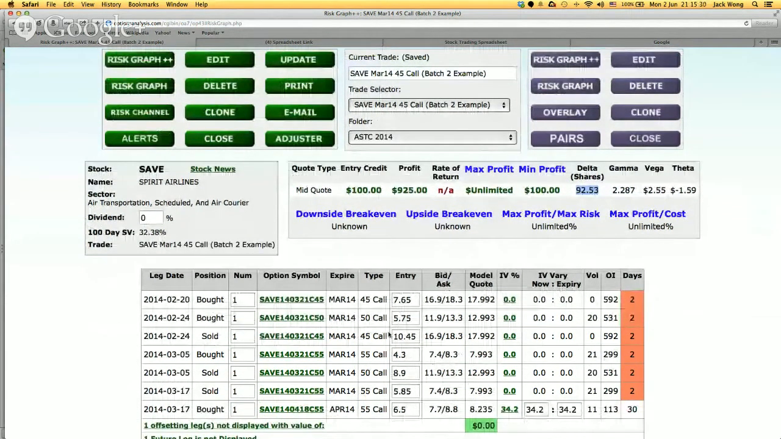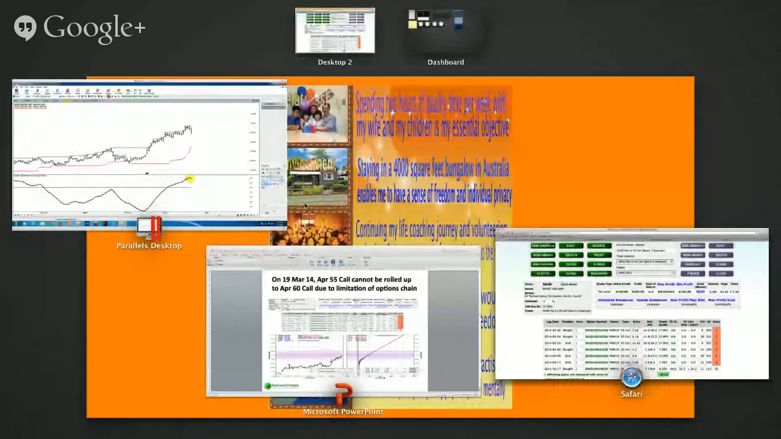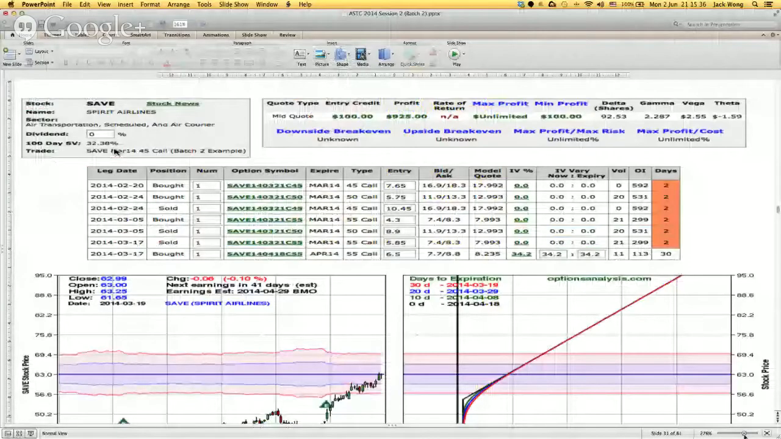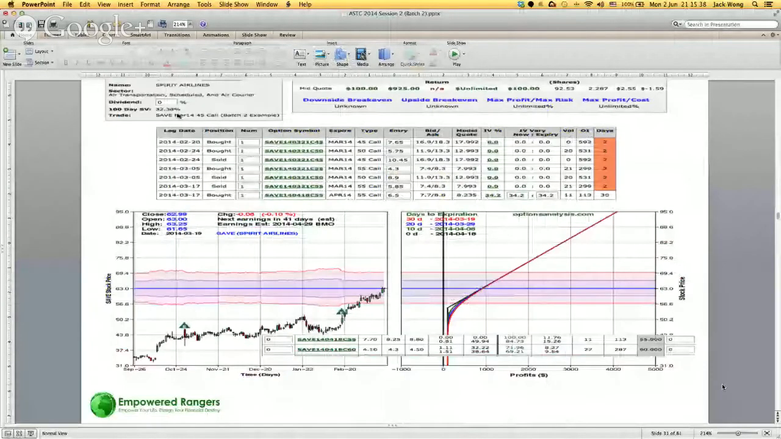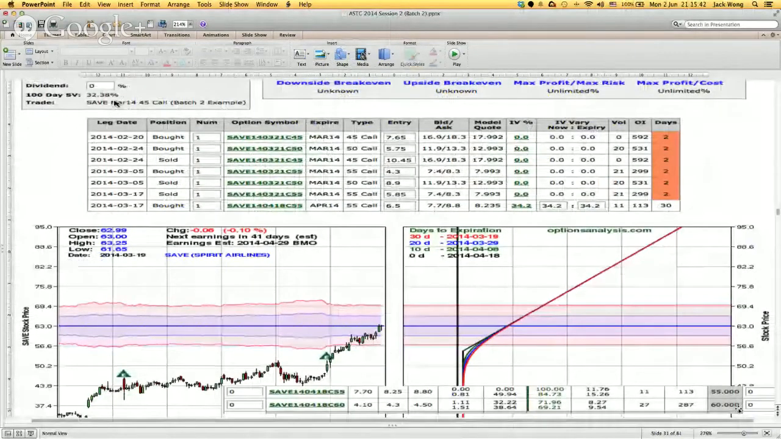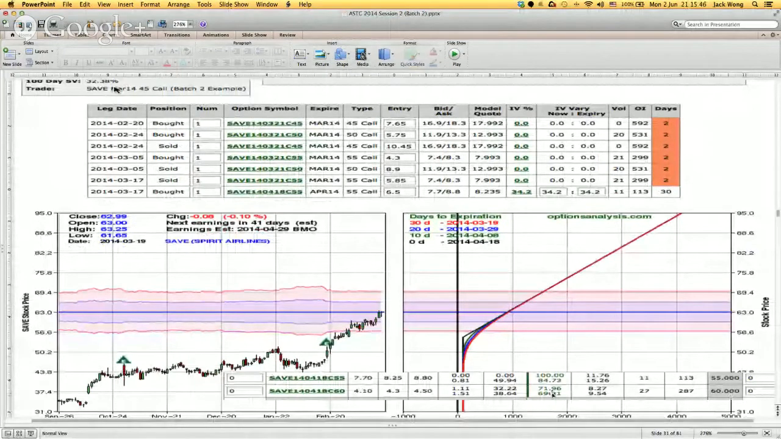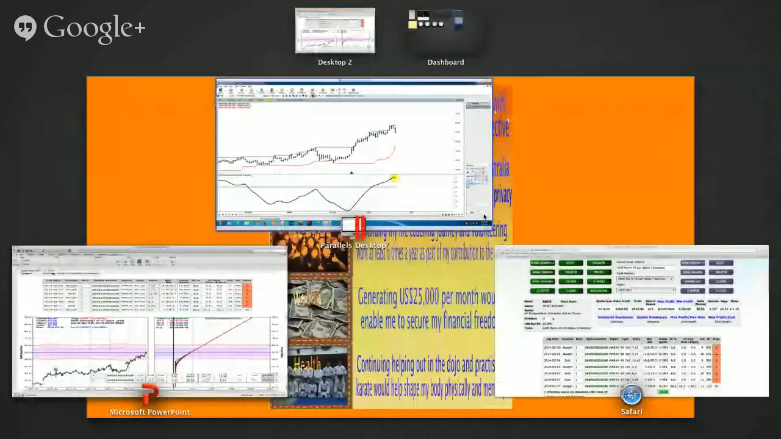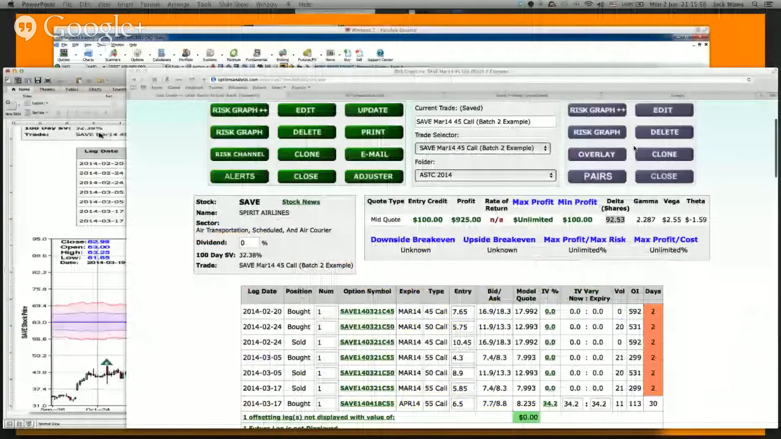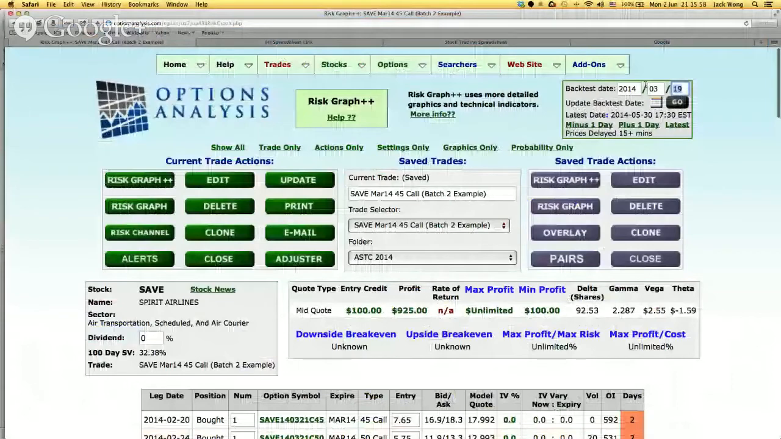Going back to my PowerPoint slide, I believe I've snapped a picture for you. This is what happened. I could roll up the strike to 60, but the delta is less than 75. In fact, it is just 70, so not good enough. Again, due to the options chain limitation, I cannot roll up the call. So I'm waiting for the final signal on the 21st. And that's the day when I had to exit the trade.